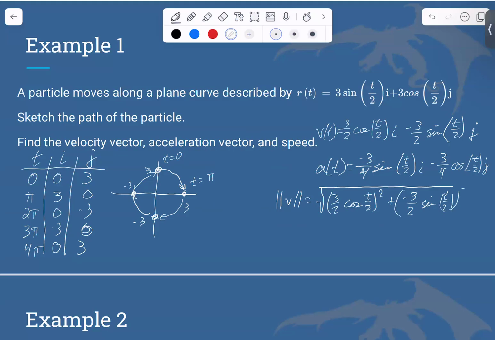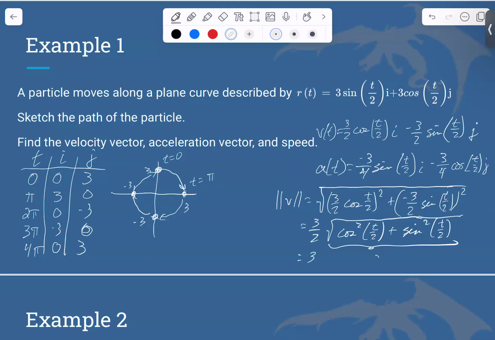That whole thing is going to be squared. All right, so now the nice thing that we can do is we're squaring 3 halves, and then we're taking the square root. So I'm actually going to factor that out. And then I've got the square root of cosine squared t divided by 2, plus, because the negative times negative is plus, sine squared t divided by 2. So if you remember your trig identities, this piece right here is just 1.